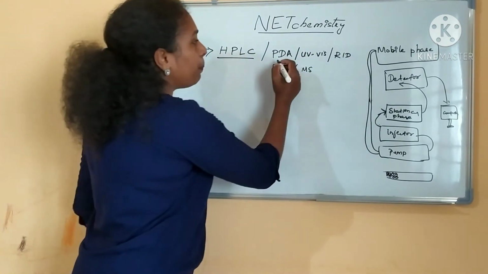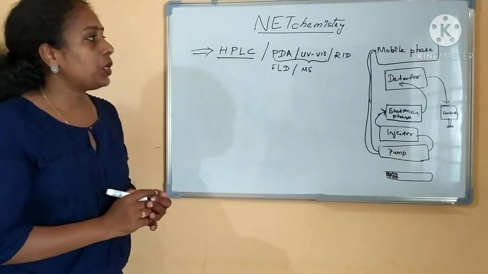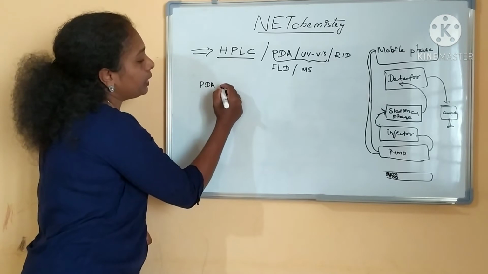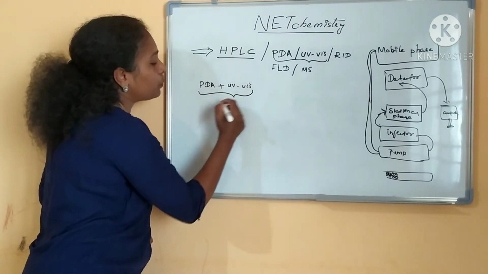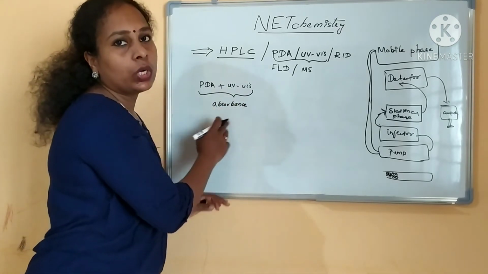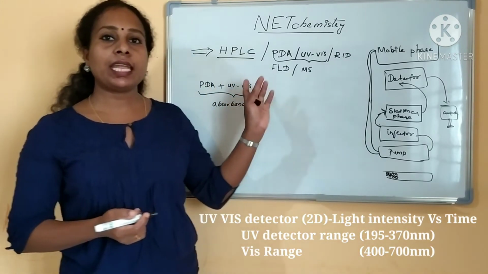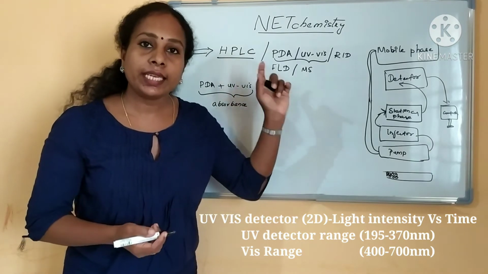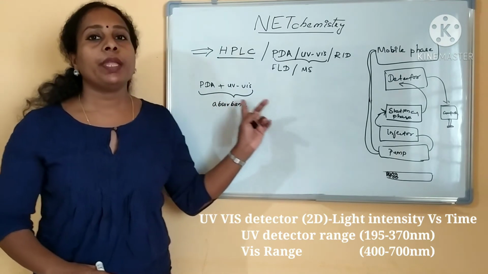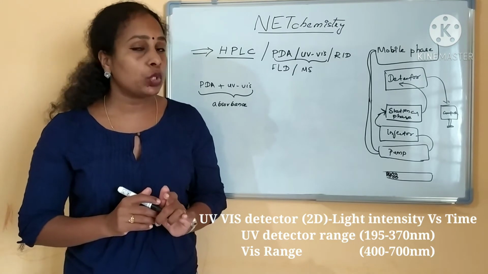Out of these, first we will see what the PDA detector and UV visible detector are. Both of these are absorbance detectors. Their working principle is based on absorbance. What we have seen in the UV visible spectrometer, the same absorbance principle is associated with HPLC also. The same detector principle is used. The photodiode array and UV visible are absorbance detectors.